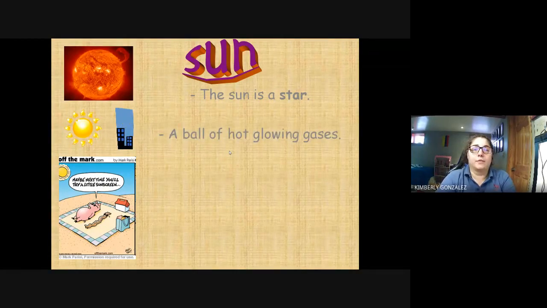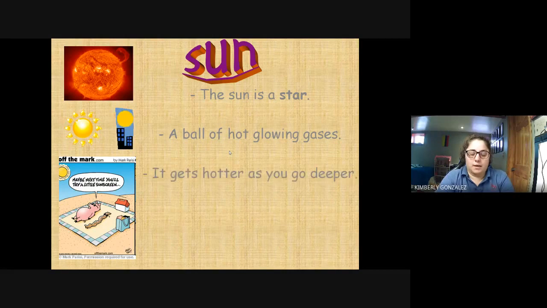The sun is made up of basically gas. It's a bunch of different gases, specifically hydrogen and helium. Now, just like our planet, as you go deeper and closer to the core of the sun, it's going to get hotter. Not that anybody has gotten that close, because you'd basically burn your skin off before then.